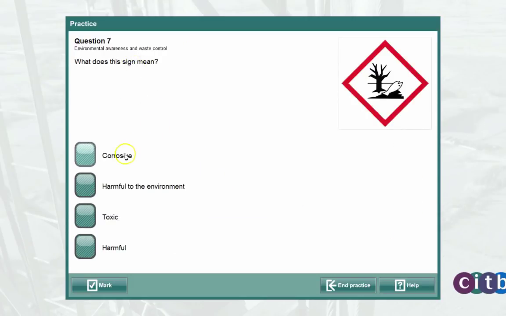What does this sign mean? Corrosive. Harmful to the environment. Toxic. Harmful.